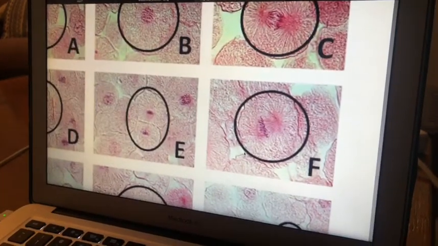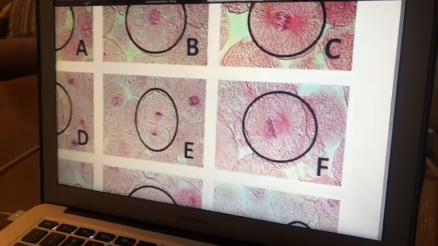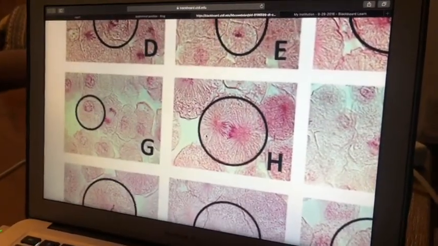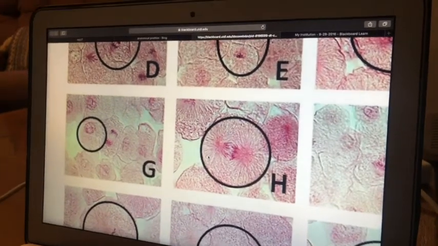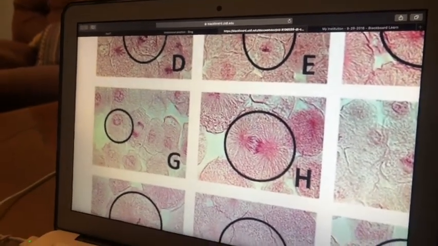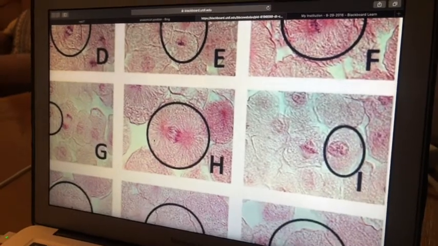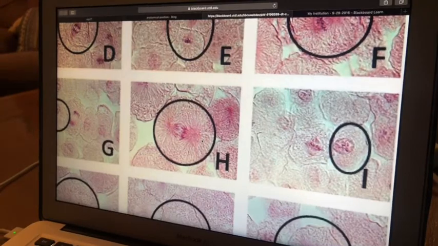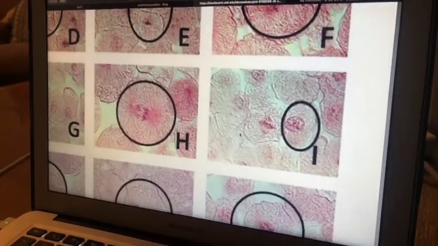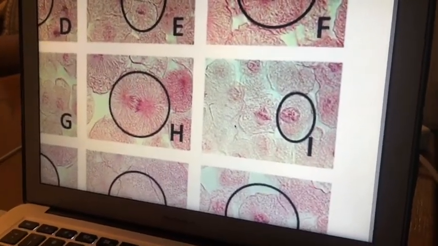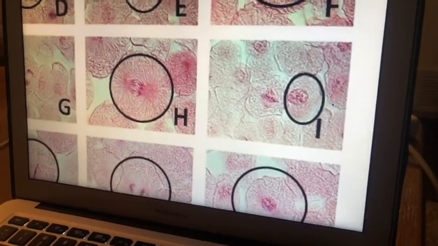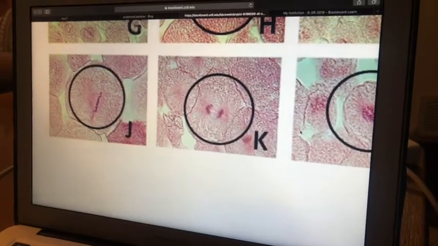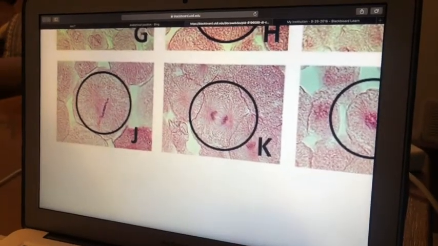F is metaphase because all the chromosomes are pretty much lined up in the middle of the cell. G, I said, was prophase because it looks like the chromosomes are beginning to move during this one. H is also anaphase because you can see that they're beginning to create new cells, but again, haven't gotten there yet. I is interphase because again, it looks like it's the start of the mitosis process and the chromosomes haven't moved yet. J is metaphase because again, the chromosomes are lined up in the middle of the cell.